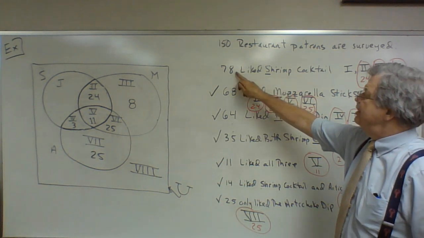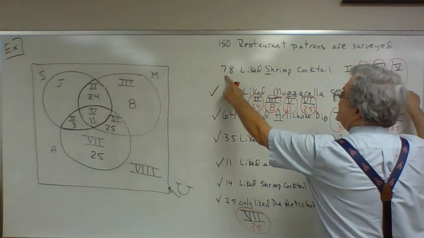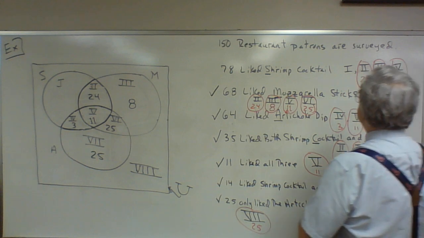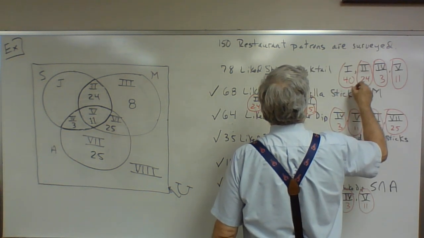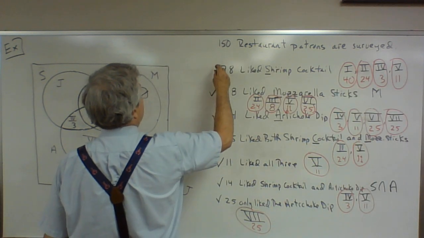We have 78 people in region 1, 2, 4, and 5. In region 2, we have 24. Adding region 4, we have 27. Adding region 5, we have 38. 78 people total. 38 of them are in regions 2, 4, and 5. So that means the other 40 have to be in region 1. Does that work? 40 plus 24 is 64, 67, 78. Bingo. Okay.